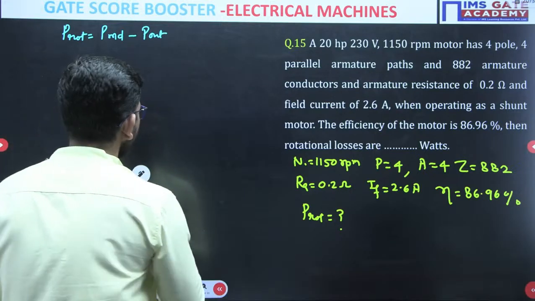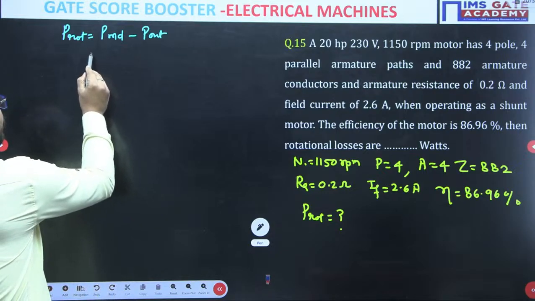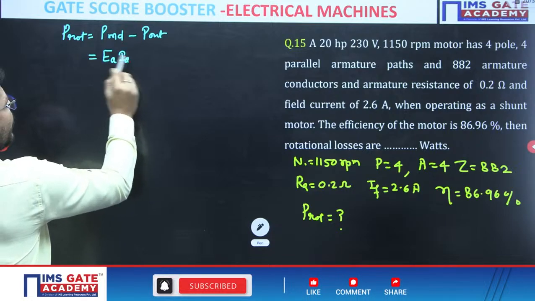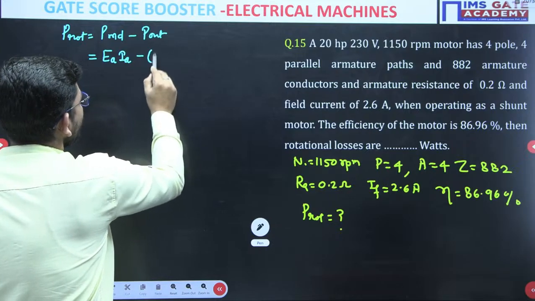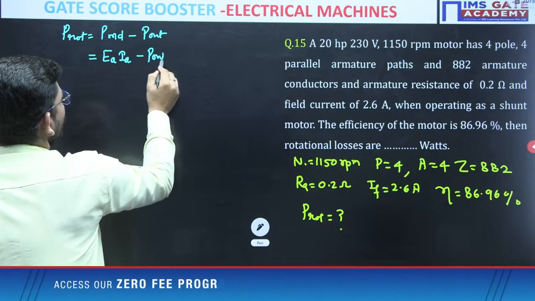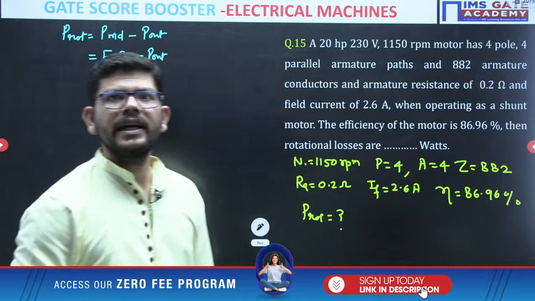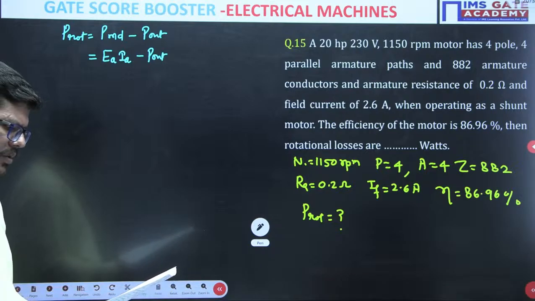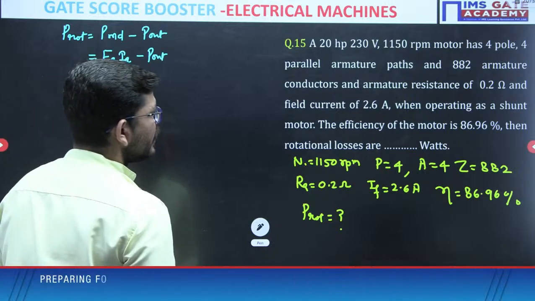Okay, let's see how we will solve this question. P rotational will be P mechanical power developed minus the output power. Mechanical power developed you can calculate as EA into IA minus P output. P output is given, right? Yes, it is 20 horsepower. Meda is getting 862.52. Okay, I am getting 603.2. Let us check whether my answer is correct or yours.